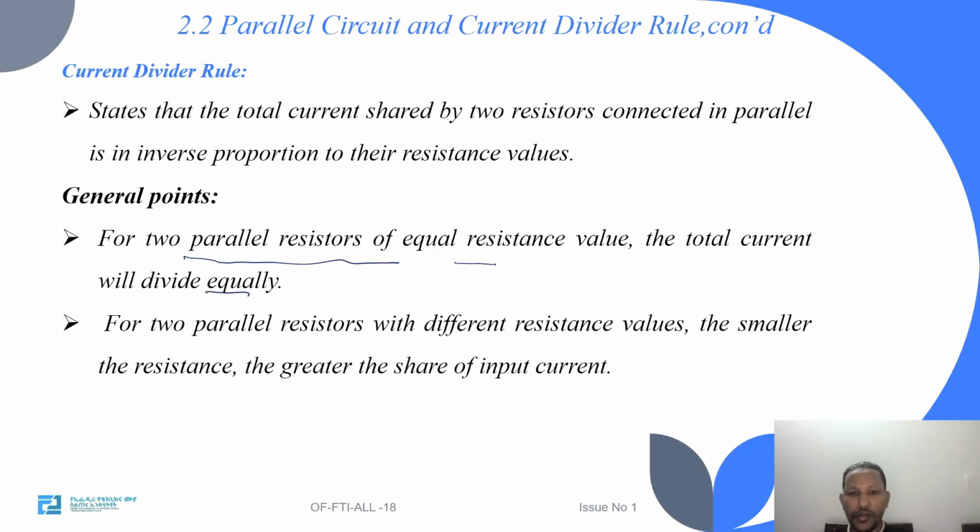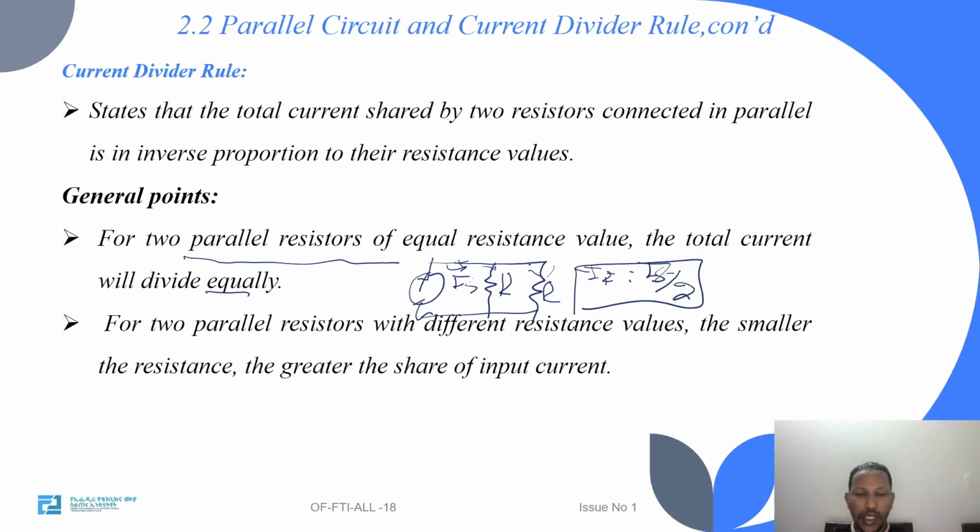That means if you consider this is R and this one is R. So this is the source voltage, and this one is the source current. So the current which passes through either of the two resistors with equal value will be IR equals Is over 2. Half of the current will flow through each resistor. For two parallel resistors with different resistance values, the smaller the resistance, the greater the share of the input current, which is what I have said before.